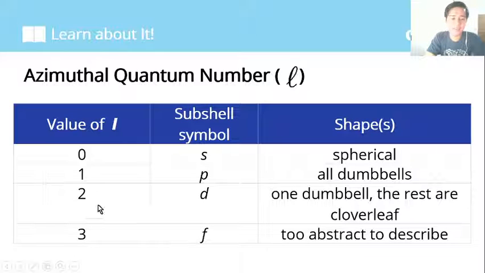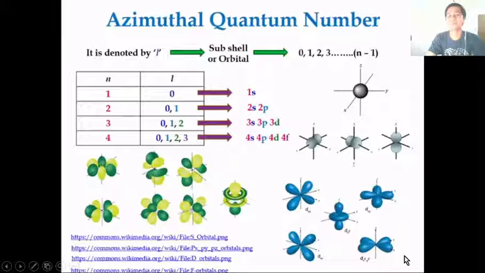Okay, and if the value of L is 2, then the symbol for 2 is d orbital, which has 1 dumbbell and the rest are clover leaf. And if the value of L is 3, then its symbol is F, which is too abstract to describe. So in summary, the azimuthal quantum number is denoted by L, which represents the subshell or the orbital or the sublevel, wherein the allowed values can be from 0 to n minus 1.